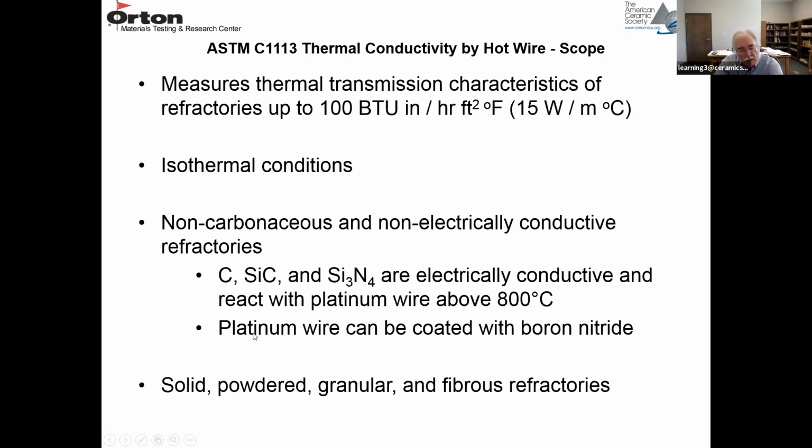We've developed some techniques where we can coat the platinum wire with a thin coating of boron nitride, which protects it from reacting and makes it electrically insulative. So we can extend this temperature range quite a bit with the boron nitride coating. You can measure solid materials, and you can measure the conductivity of powdered materials, granular materials, and fibrous materials. It's pretty versatile.